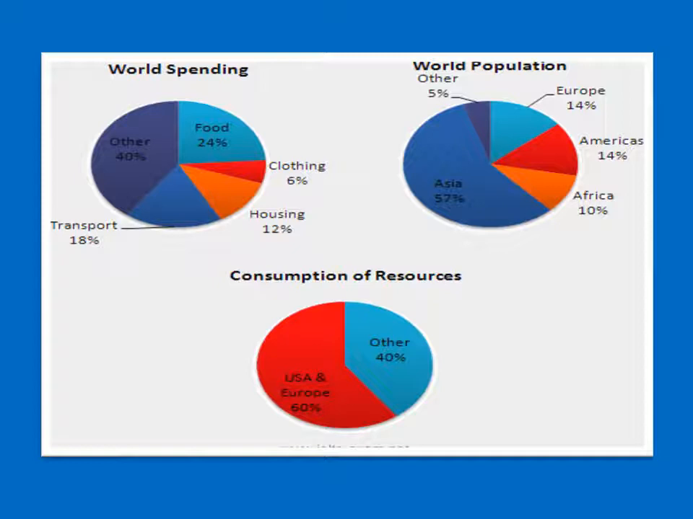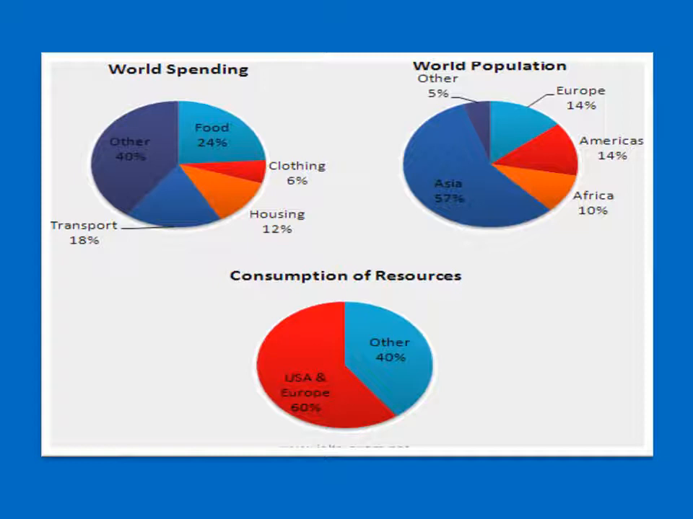Now, if we just look at these pie charts, let's start from the top left corner, which is world spending. You can see that we have transport. People spend on transport 18% of their income. People spend on housing, for example, 12%. On clothing, 6%. Food, 24%. And on other things, 40%. Let's just have an idea, and then we go to the writing part.